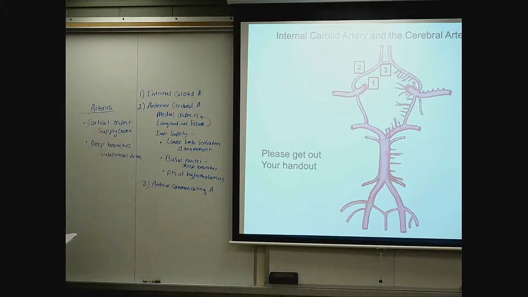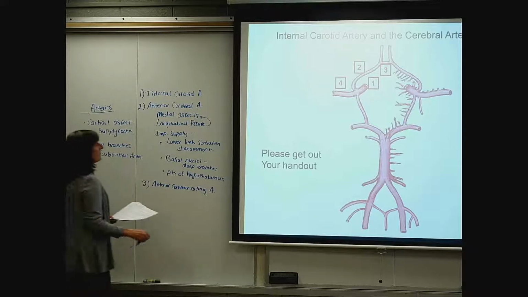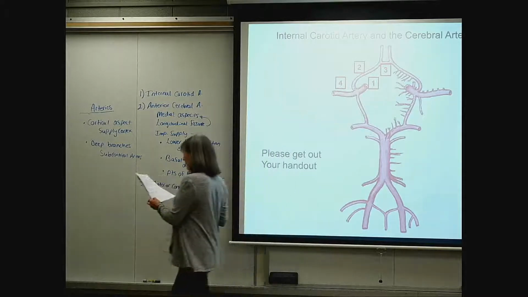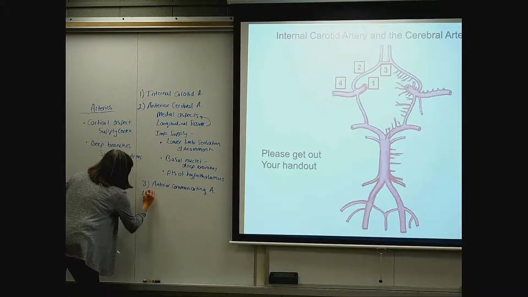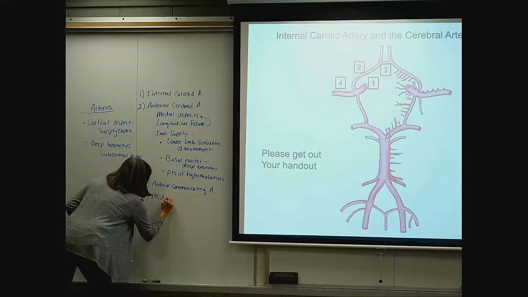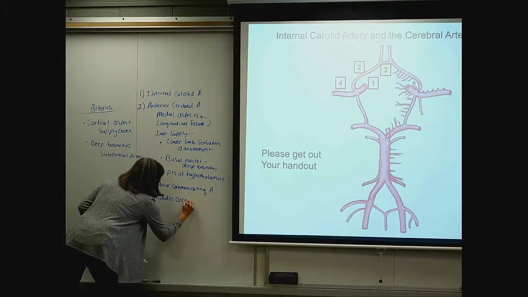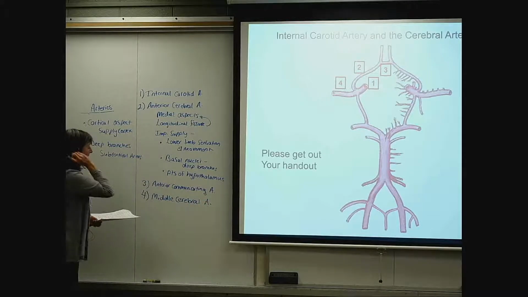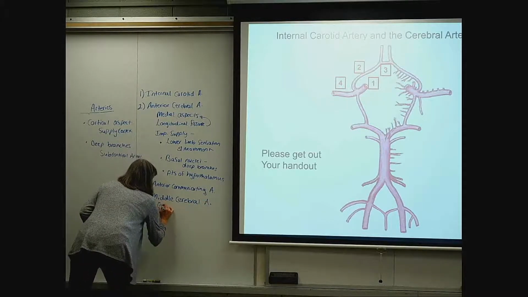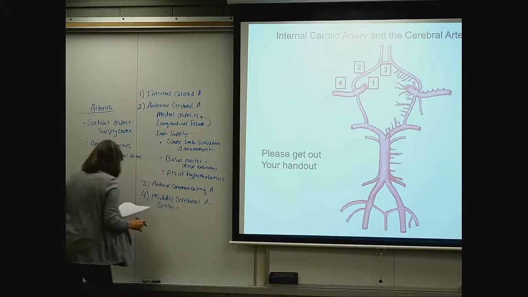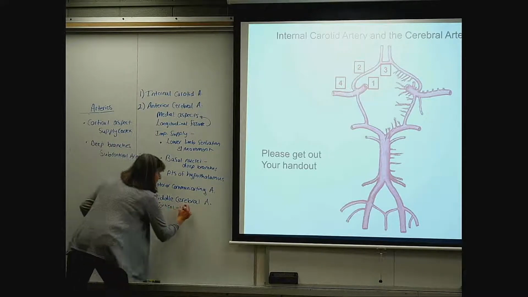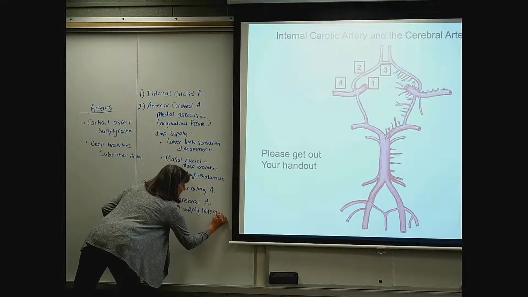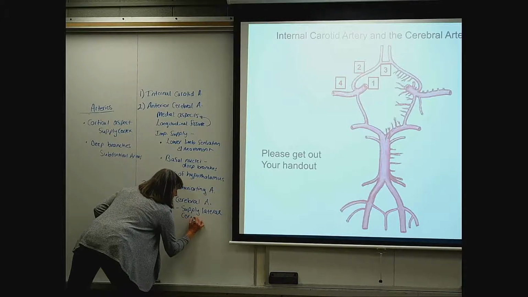And then we're going to go on to number 4. Number 4, as you can see, is another branch of this internal carotid artery. And number 4 is the middle cerebral artery. This also has cortical and deep branches. So the cortical branches are going to supply the lateral surface of the cerebral hemispheres.